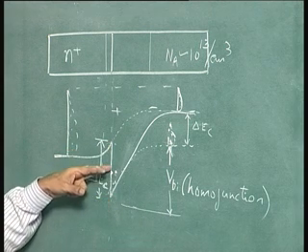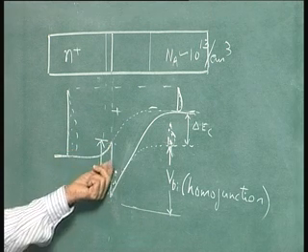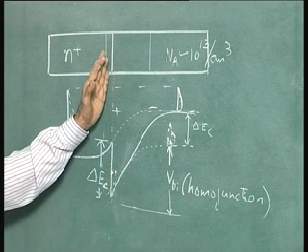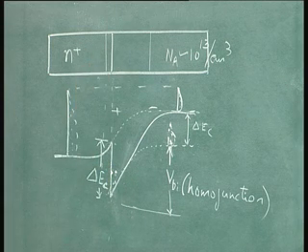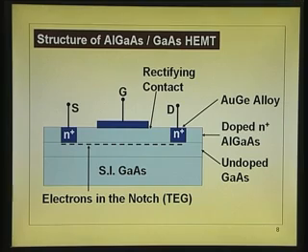You need to have aluminum gallium arsenide, but do not dope it just close to this point. Stop the doping on this point. So, strictly speaking, in a high electron mobility transistor, you have a semi-insulating substrate, undoped gallium arsenide, a thin layer of undoped AlGaAs and a 0.4 micron layer of doped AlGaAs.